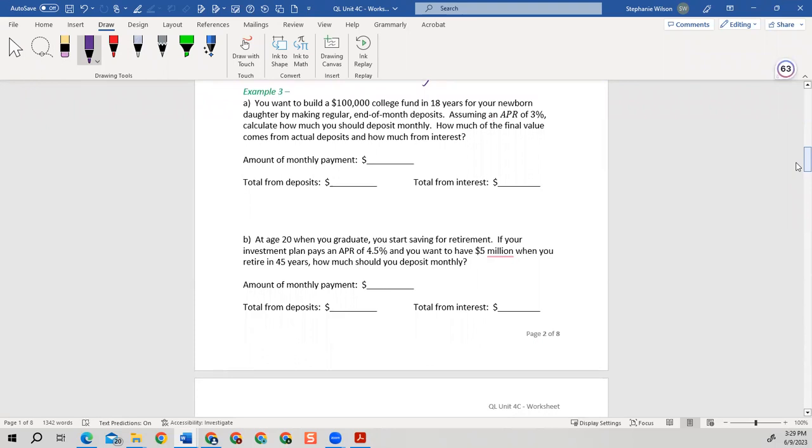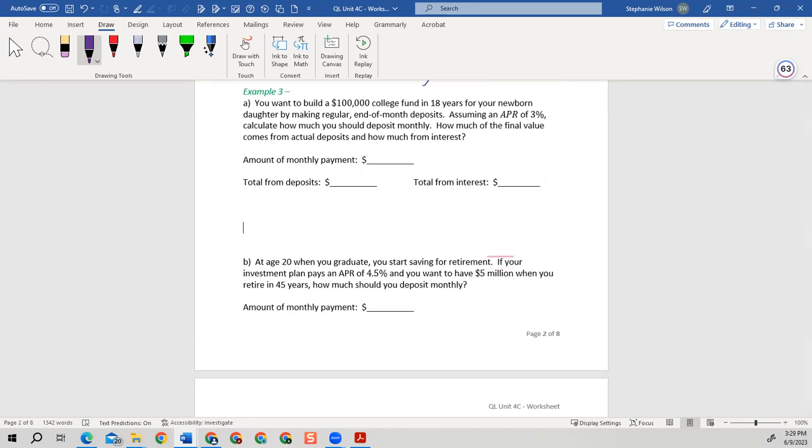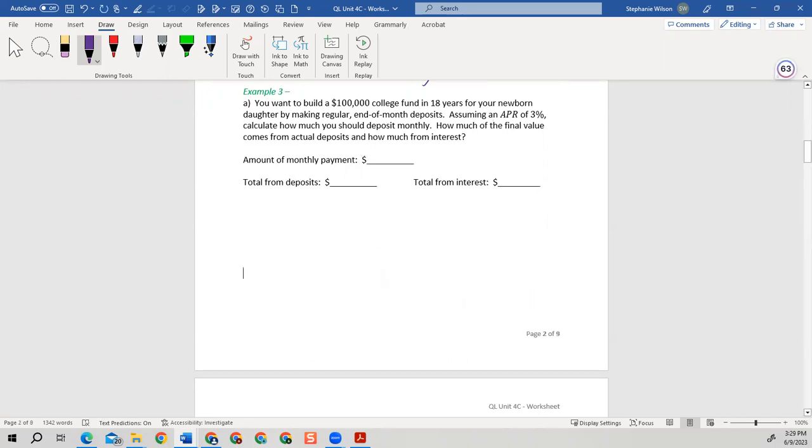You want to build a $100,000 college fund in 18 years for your newborn. By making regular end of month deposits, assuming an APR of 3%, calculate how much you should deposit monthly. How much of the final value comes from the actual deposit and how much from interest? All right, so I'm going to give myself some space right here. How much are we going to have to deposit monthly in order to acquire that $100,000 at the end of 18 years when the child goes to college?